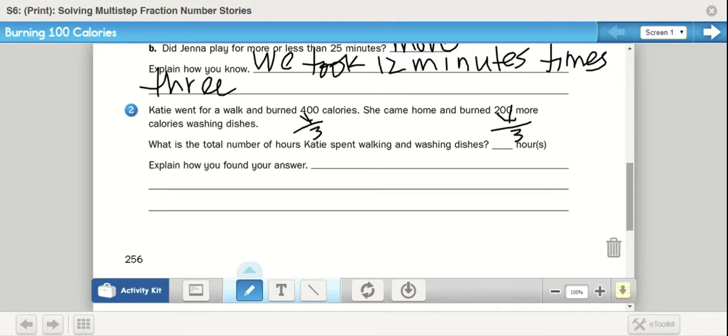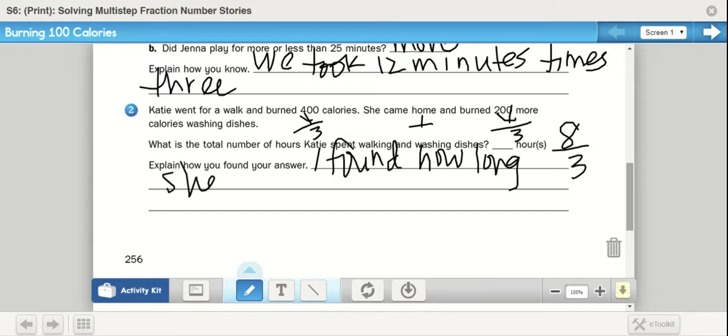So what is the total number of hours Katie spent walking and doing dishes? So what do I have to do with those? I have to add those together. I don't have a lot of room to write it there, so I'm going to write it over on the side. It's 8/3 of an hour. Awesome. So explain how you find your answer. To me, an explanation is showing me your work, but then also giving me just a short explanation. So I found how long she did each, and then added them together.